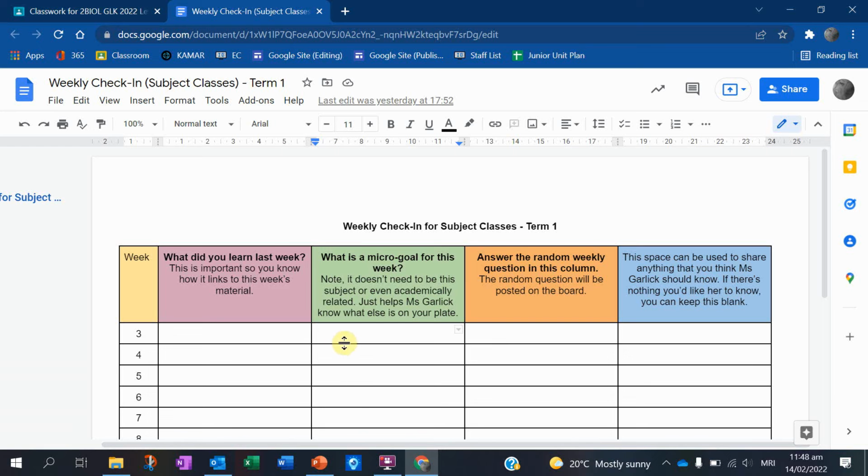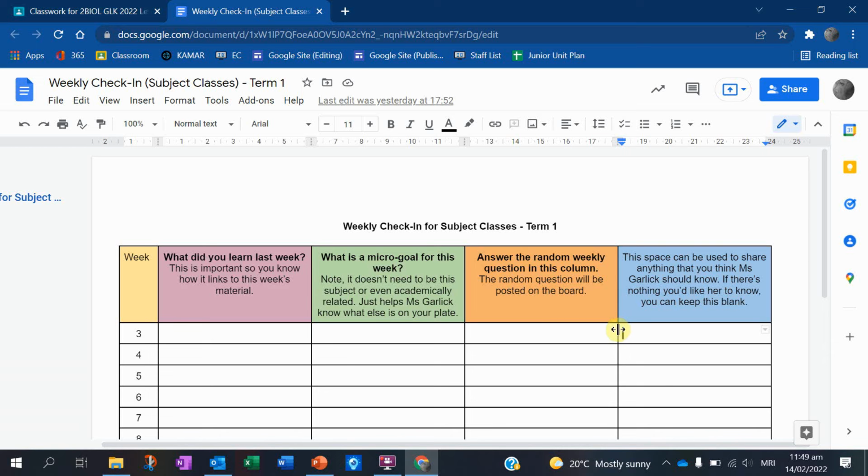This is useful for me because it tells me what else is on your plate, what else is on your agenda, because it may not be biology as your first call. The next one is a random question. This is just a fun way for us to get chit-chatting and for us to know each other better. I will post that question on the board. And then the last space here is just a space if you need to let me know anything. You don't have to answer it.